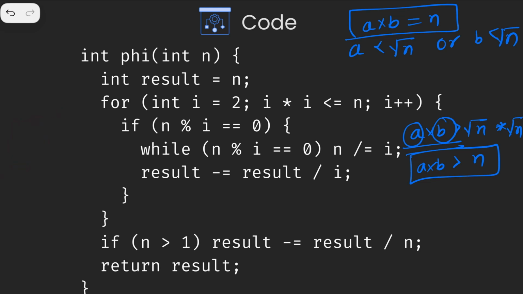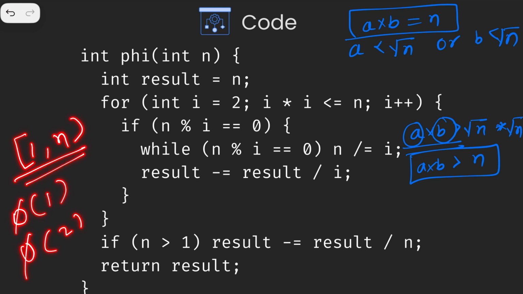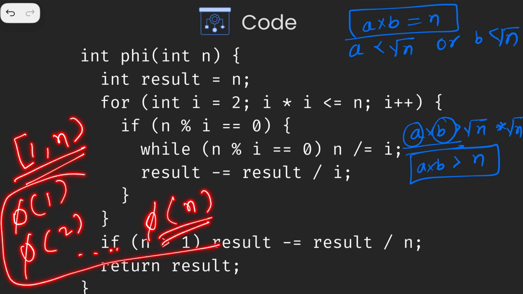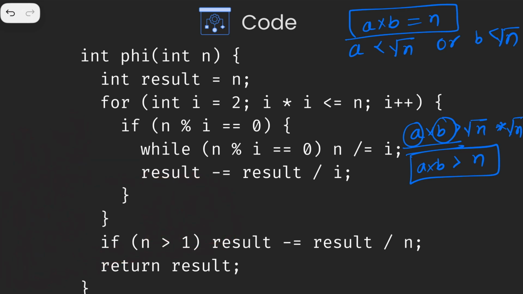But sometimes we don't just need phi of n, rather we need phi of every single value from 1 to n. So we need phi of 1, we need phi of 2, like that we need phi of n. We need to compute for every single number. So what will happen? It will be like root 1 plus root 2 plus root 3, something like that, in terms of time complexity. But there is a better approach.